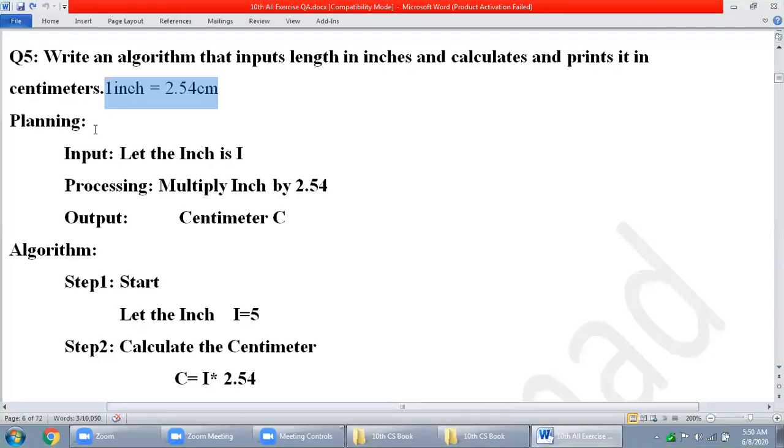So start the algorithm planning. In the planning stage, the input: let the inch be I. I represent the inch with capital character I. In the processing, how can we calculate the centimeter? In the processing, multiply inch by 2.54. If I multiply the inches by 2.54, then obviously we can find the value of centimeters.